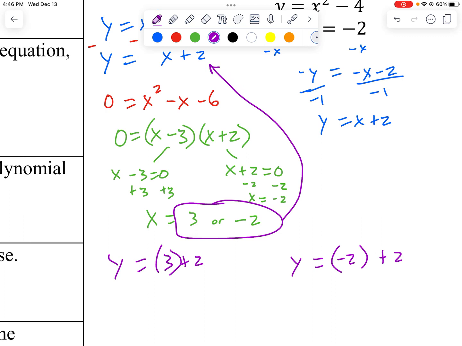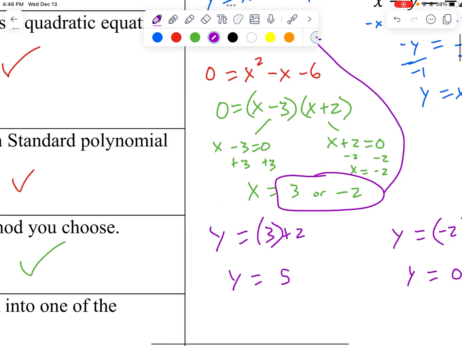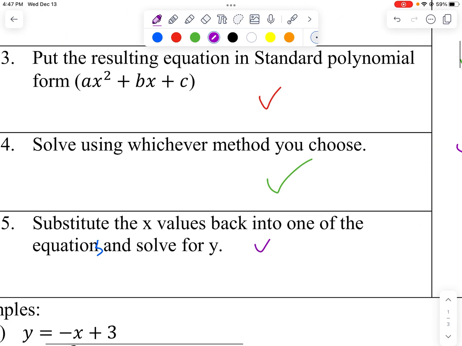And I'm putting those in parentheses just to remember that I'm substituting a number in. If this was like 3x or something, then it would be a 3 in front of these, and you have to remember to multiply. So, keep that in mind. But let's go ahead and simplify these. We got 3 plus 2, which is 5, and then we got y equals negative 2 plus 2, which is 0. So we got our two values.